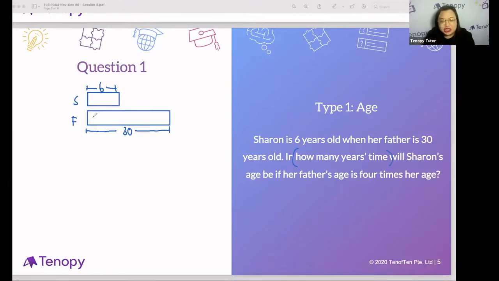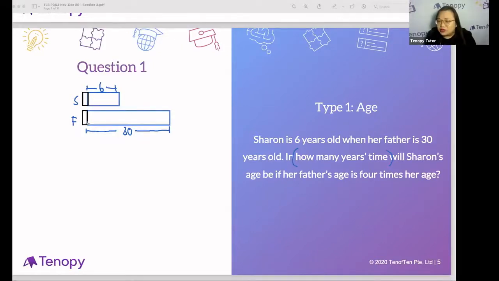The number of years later. So if I want to reflect that in my model, then I would have to draw that at the end of my model. So I'm going to draw a little portion at the back. This shows the number of years later. Okay, so let me just draw that again. This is the age, number of years later.